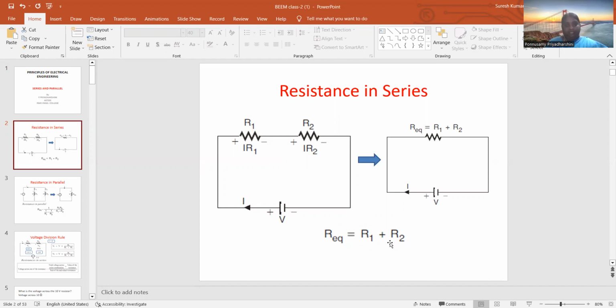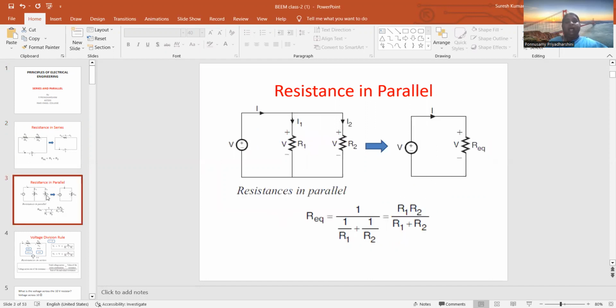So R1 plus R2. If the two resistances are connected in parallel, the current is going to get divided, and R equivalent is 1 by R1 plus 1 by R2. So R1 into R2 by R1 plus R2.